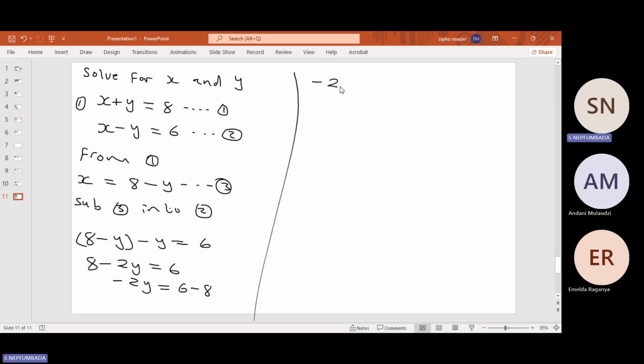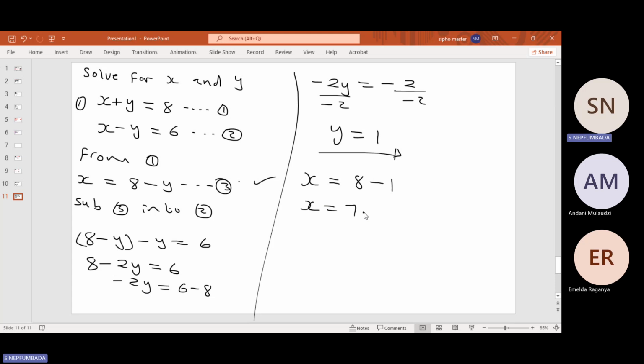Then we've got minus 2y is equal to minus 2. Then we divide by minus 2. Therefore, our y is equal to 1. So we substitute this into equation number 3. That's where we'll get our x. Therefore, our x is equal to 8 minus 1. Therefore, our x is equal to 7. Is there anyone who can solve for x and y? Let's be honest.